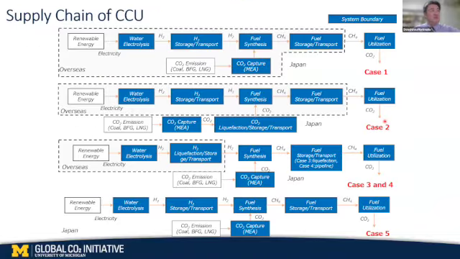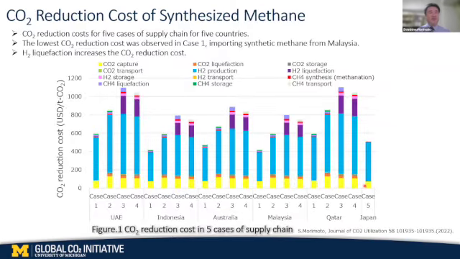And also in this tool, you can consider the supply chain. If you choose Australia or Malaysia or whatever, you can choose which supply chains you are considering. For example, if you want to simply import fuel from overseas countries, or in case five, conduct the whole process inside your country. So you can choose which supply chains you want to consider, and the result will be provided like this in the tool.